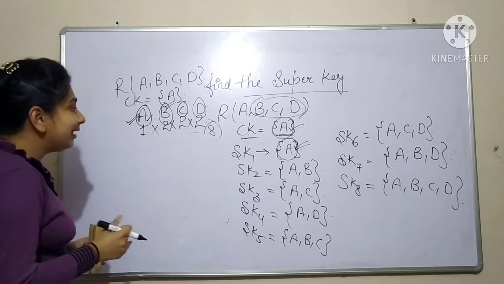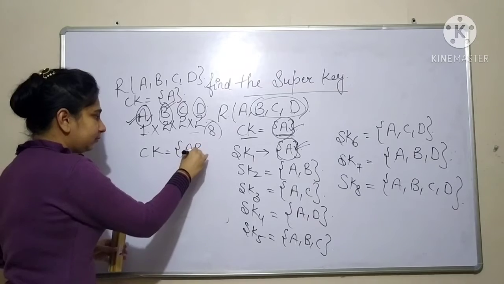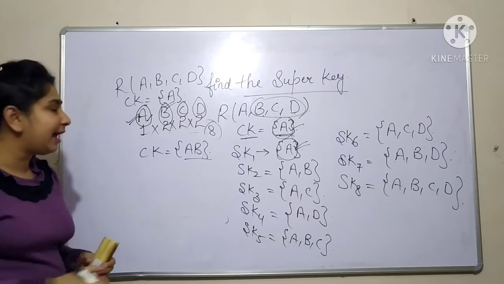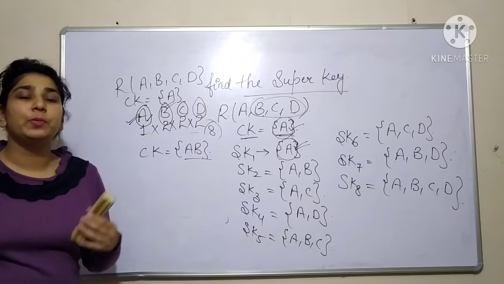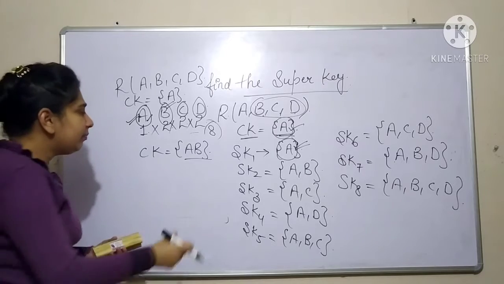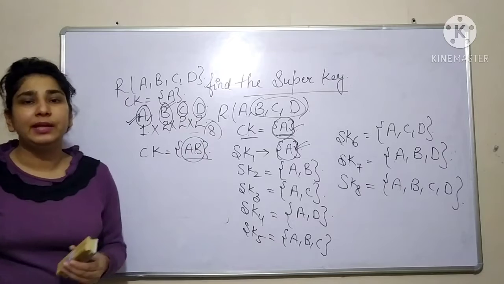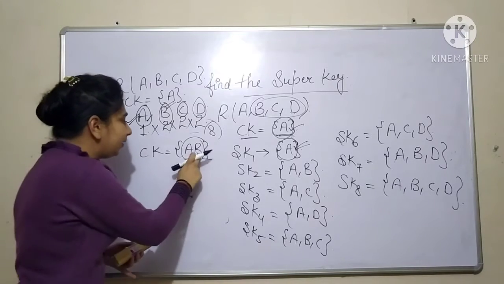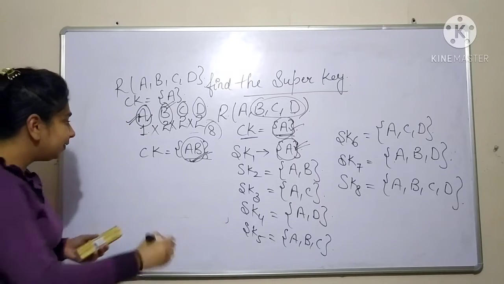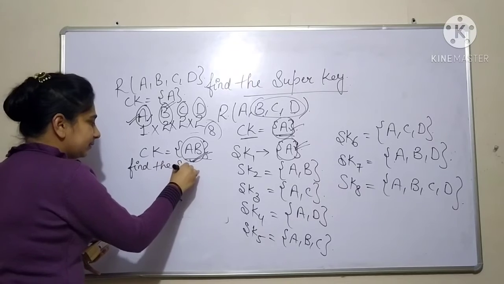Let's suppose now the candidate key is AB. It is not the case that your key will always have only one attribute. Your key might have many attributes. Your candidate key might be composite. So if your candidate key is AB, then we have to find the total number of super keys.